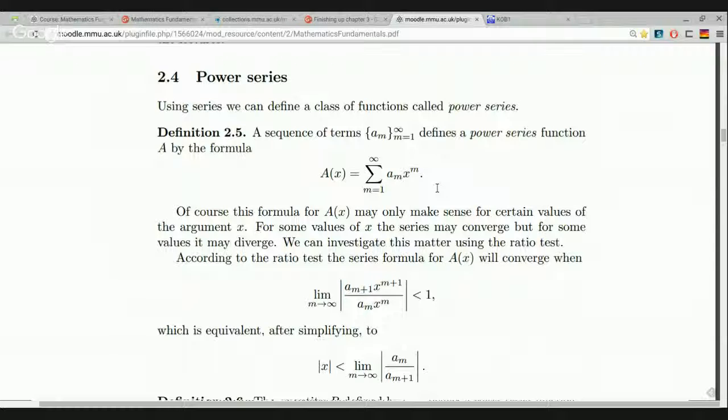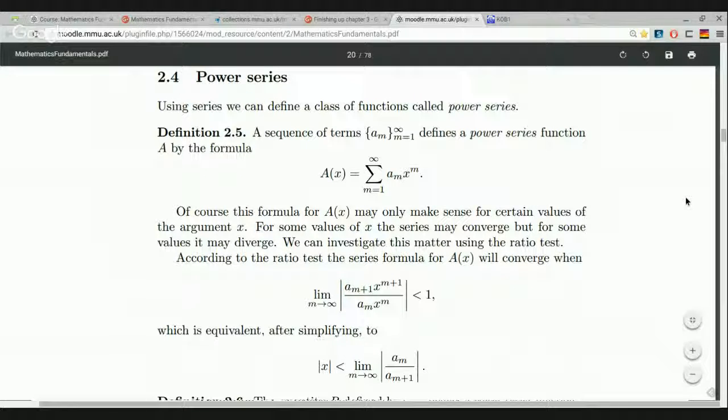Now, of course, that's only a sensible definition of a function in the case where the series converges. But it's a different series for every different value of x you put in. So for some values of x, it might converge. For some values of x, it might diverge. So power series have this feature that they may not be well defined. Those series expressions may not give a valid definition of the function for the whole domain of the real numbers.